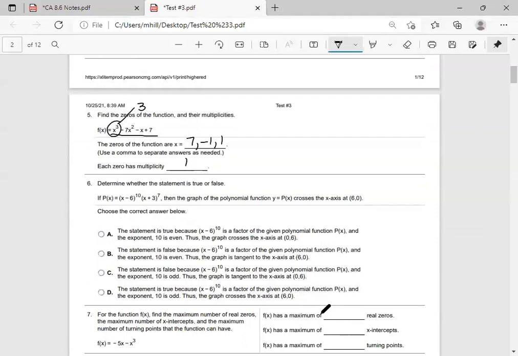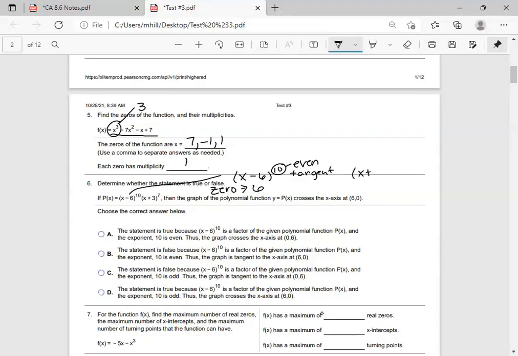Okay, determine whether the following statement is true. So let's just talk about this. x minus 6 to the 10th. We just got through talking about this a while ago. If this is even, then it is going to bounce, and we call that tangent when it bounces on the x-axis. So the zero, x equals 6, is going to be tangent there. It's going to bounce because the multiplicity is even.